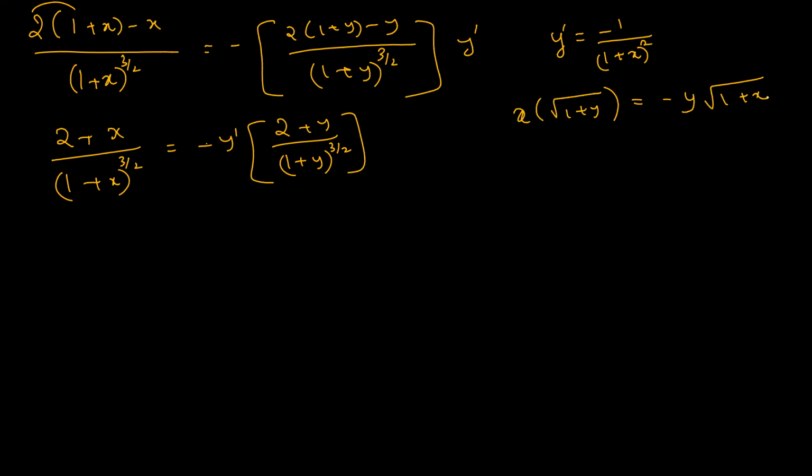So you have 1 plus y here. You have 1 plus y here. Maybe you need to manipulate it and solve. So here, since you are expected to eliminate y, okay, I'll tell you something. So now you have to square on both sides. That's the logic you use. Okay, so x square into 1 plus y is equal to y square into 1 plus x.